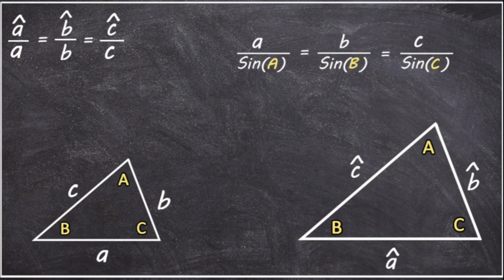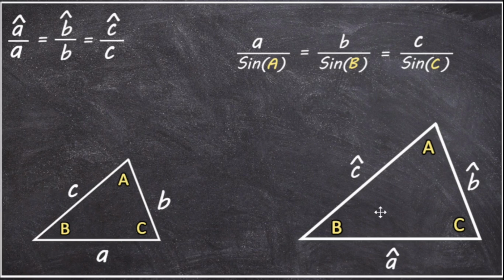And just a reminder, we know that in the sine rule, for each edge, the edge length divided by the sine of the opposite angle gives the same result. So the edge A divided by the sine of the angle A, which is opposite, gives the same result as the edge B divided by the sine of angle B, which is opposite, etc. So A over sine A equals B over sine B equals C over sine C.